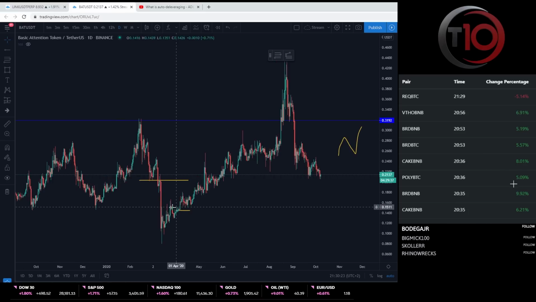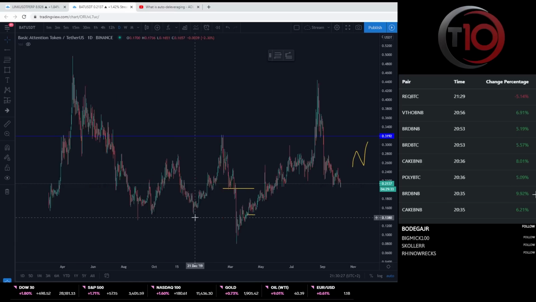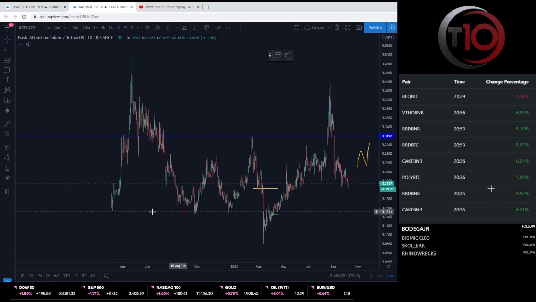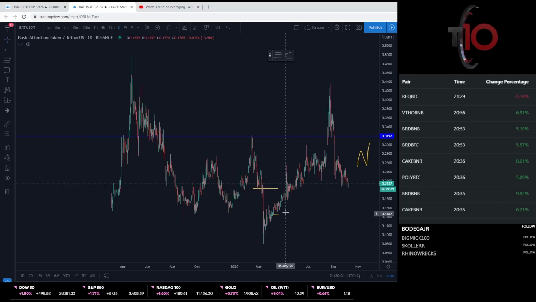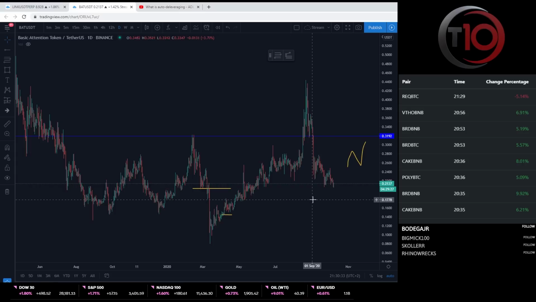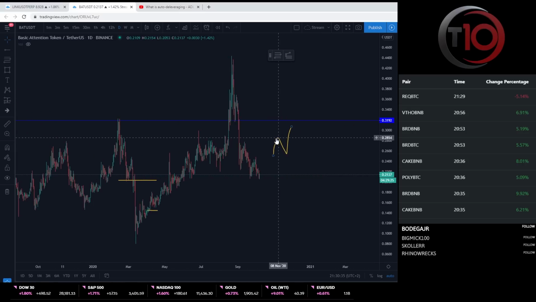If they don't, they probably go all the way down here at least. See there, multiple tests in this area. So it doesn't look very good, but they need to gain above here and hold, most likely hold this zone, the top of this, and the start of the move here. So yeah, I'm not giving exact entries for the coins, just giving ideas.